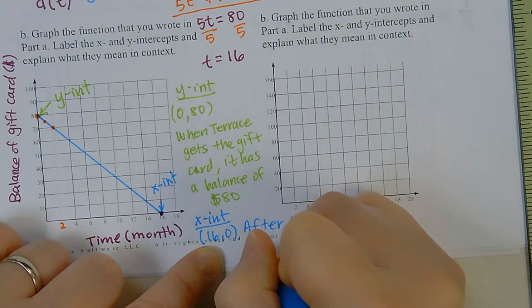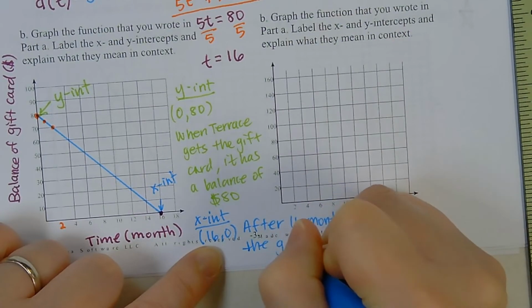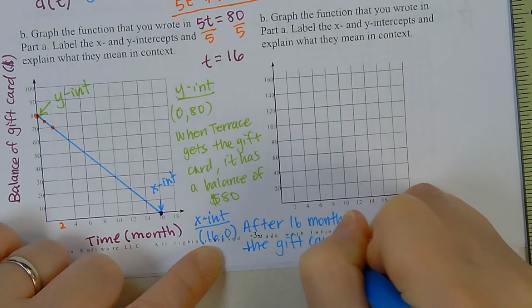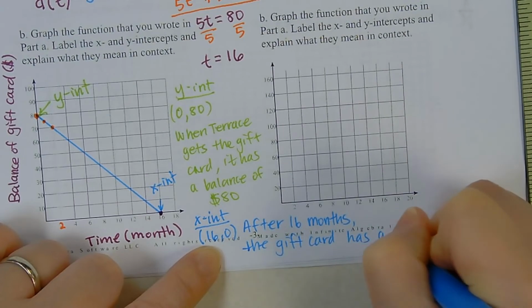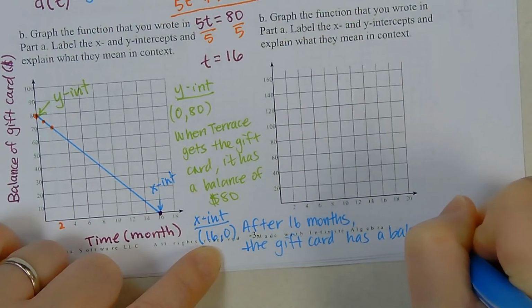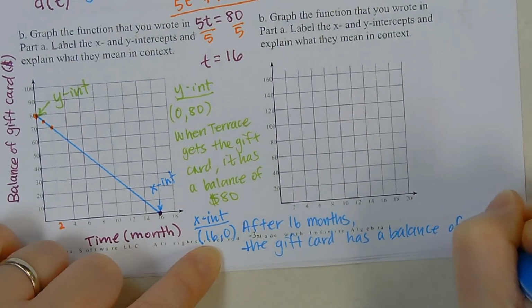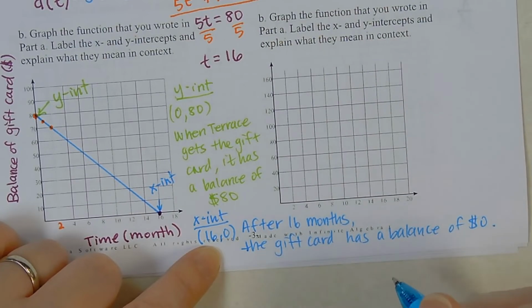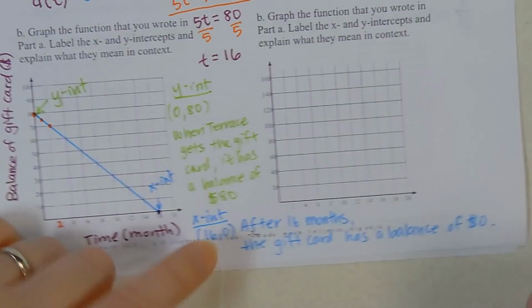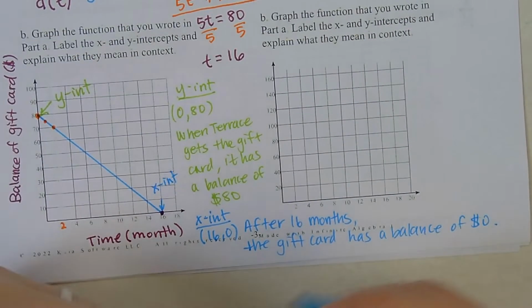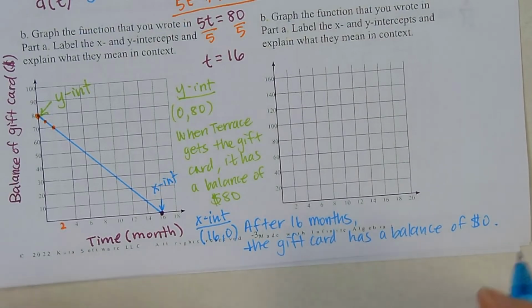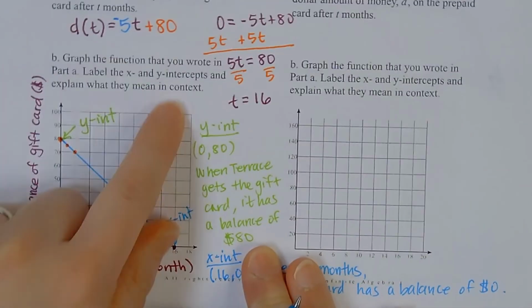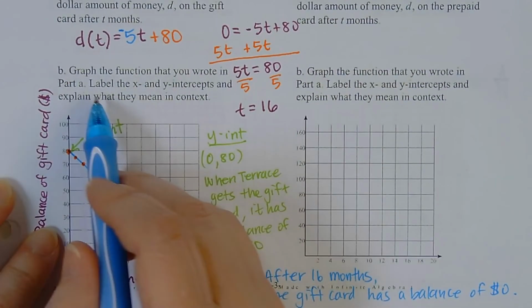The gift card has a balance of $0. Or you can say there is no money in the gift card. You can say that because no money means 0, right? Either way is okay. All right, we did all the things that they asked us to do: graph, right?